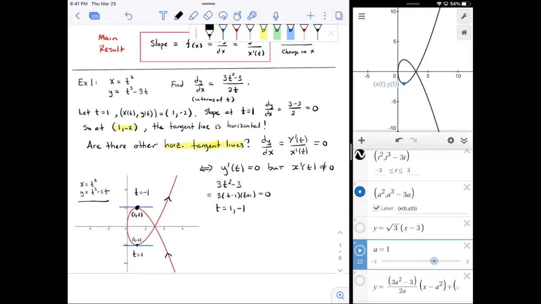I'd like you to please keep this in mind, because I'm going to ask you questions about horizontal tangent lines all the time. Tangent lines are horizontal when y prime is 0, but x prime is not. Okay, so this curve has two of them.